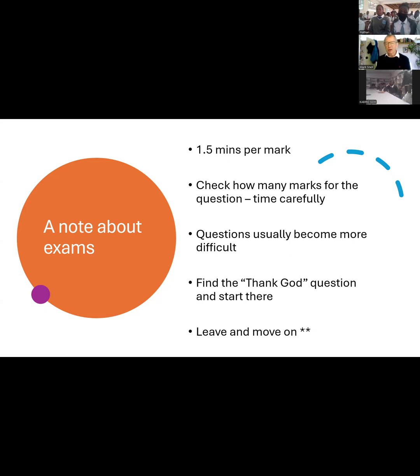Know how many minutes you have for a particular question. Look at the question carefully, check that it's 1.5 minutes per mark on this paper. If it's 2 hours and 80 marks, that's 1.5 minutes per mark. And don't forget the third bullet point here: do not spend too long trying to get the last marks on a question. It is better to move on and pick up the easier marks at the beginning of the next question. Find your thank God question, do that first to make you feel confident.